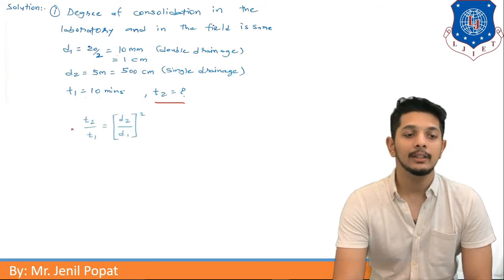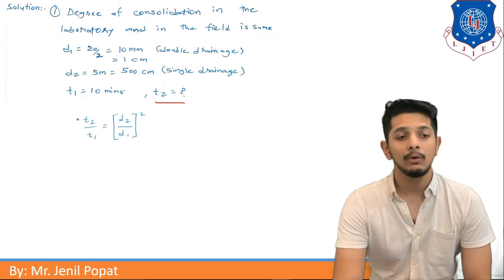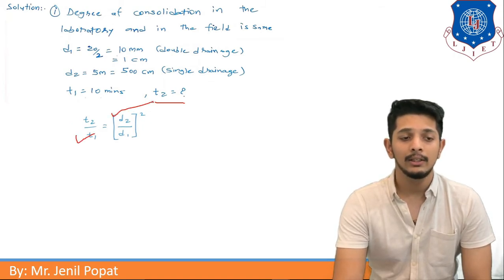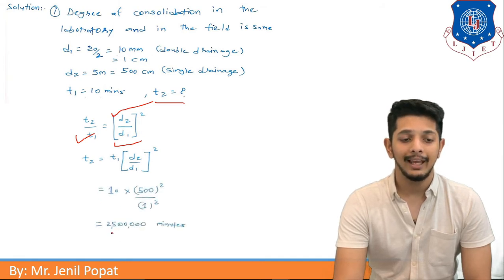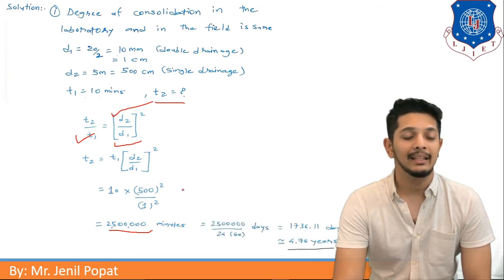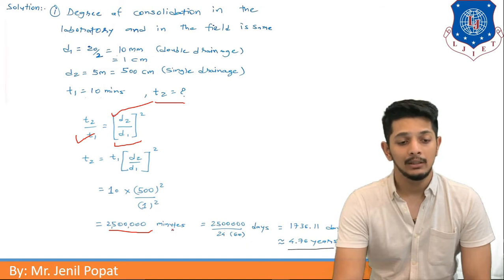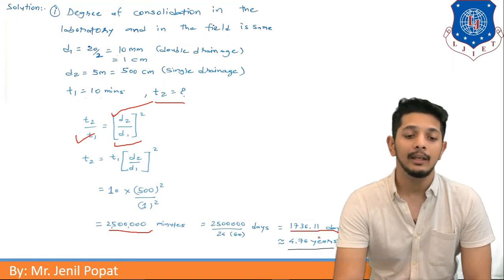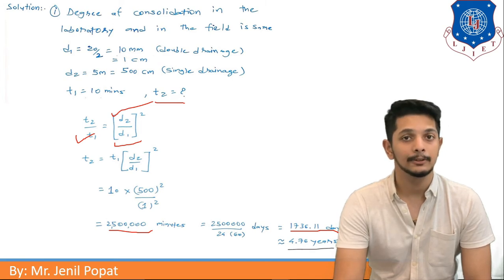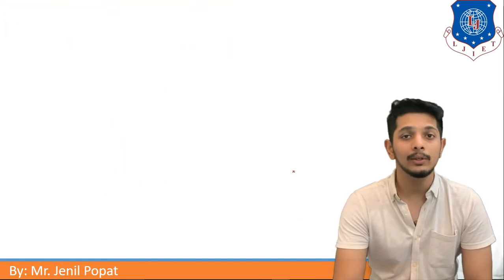We know T2 by T1 is equal to (D2 by D1) whole square. Now we are having values of T1, D2 and D1. So let us put the values in this equation. I am getting my answer as 25 lakh minutes. Now let us convert it into days and then years. So by converting it into days by dividing by 24 and 60, it comes as 1736 days and it is approximately 4.76 years. So the first answer is 4.76 years. Let us go to the second question.